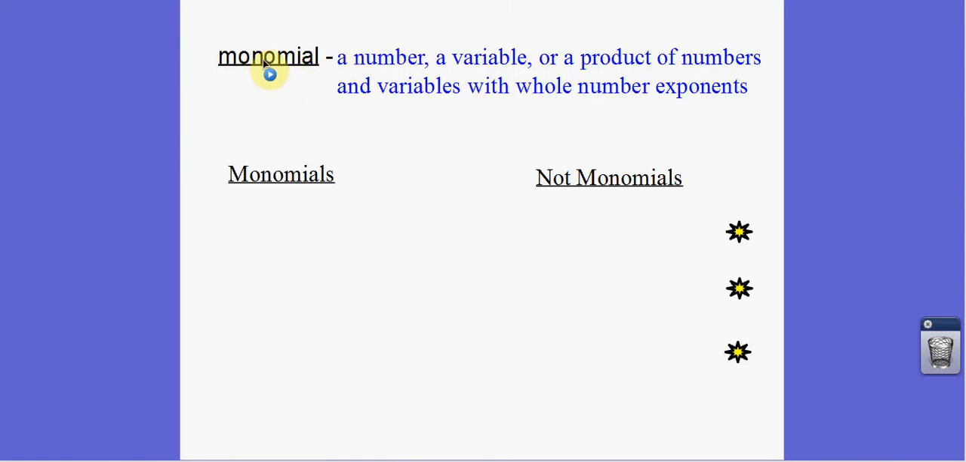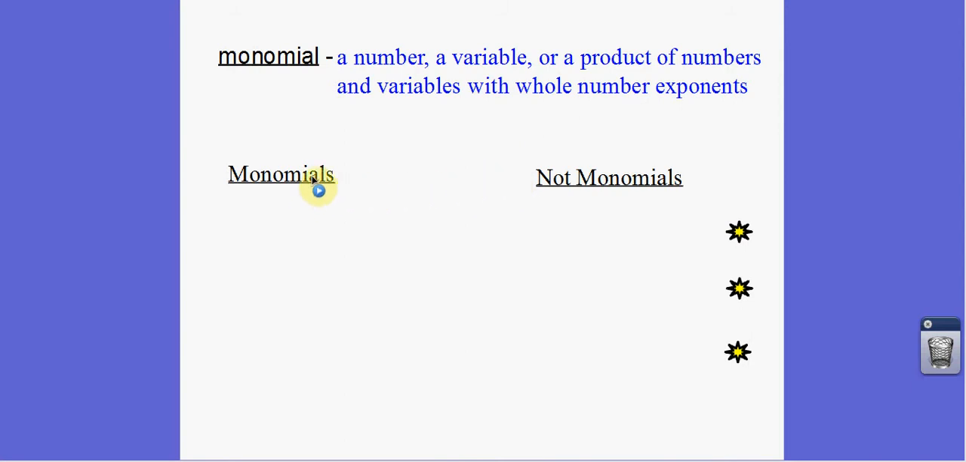So let's see here what a monomial is. A monomial is a number. It can be a variable, or it can be a product of numbers and variables. Product means multiplying numbers and variables together. What's important is that if the variable has an exponent, the exponent has to be a whole number, which means that it is 0, 1, 2, 3, 4, 5, and you can keep counting that way. It's not going to be a decimal exponent. It's not going to be a fraction. It's not going to be negative. It's going to be 0, 1, 2, 3, 4, 5, etc.